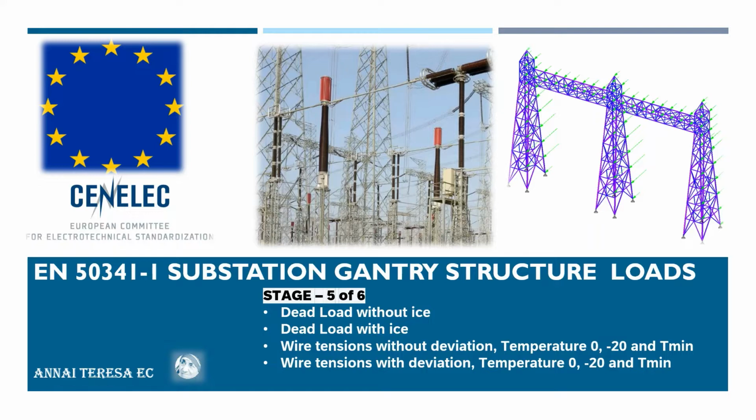In this video, we are going to look at stage 5 of a substation gantry structure loads using European standard EN 50341 part 1. In this stage 5, we are going to discuss dead load without ice, dead load with ice, wire tensions without deviation for various temperatures such as 0, -20 and T minimum, and wire tensions with deviations at temperatures 0, -20 and T minimum, where T minimum is -40 degrees that we are considering for our calculation purpose. So this will vary according to the project locations.